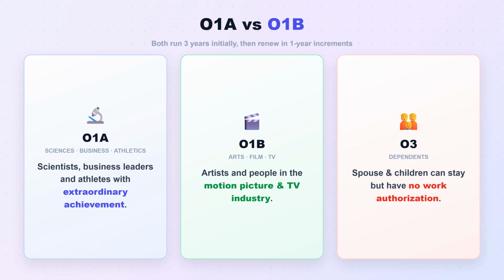The O1 has two main types. O1A is for sciences, business, and athletics, for scientists, business leaders, and athletes with extraordinary achievement. O1B is for the arts, including film and television. Both run for 3 years initially and can be renewed in 1-year increments. Family members come on the O3 visa, but the O3 dependents have no work authorization.